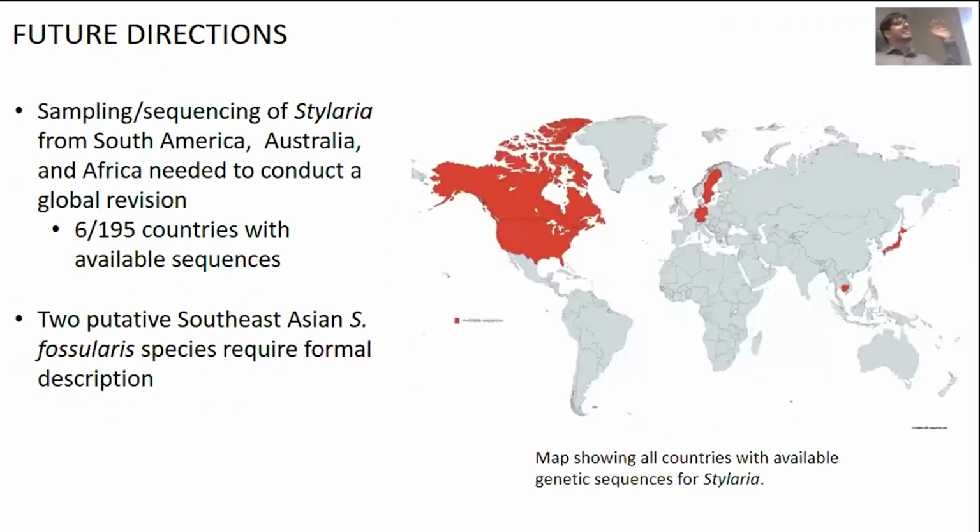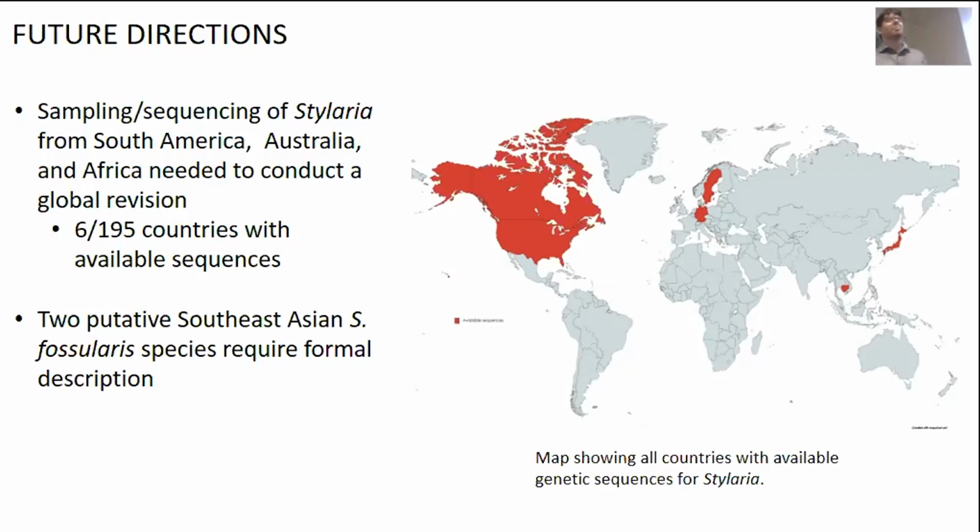But what we really need is future directions, because this group is so understudied. There's basically nothing out there. And just to give you guys an idea, there are 195 countries around this world, including islands, and there's only 6 of them that have available sequences. So we have North America, USA and Canada, Sweden, Germany, Japan, and Cambodia. That's it. So South America, Australia, the vast majority of Asia, and Africa are still left unsequenced.